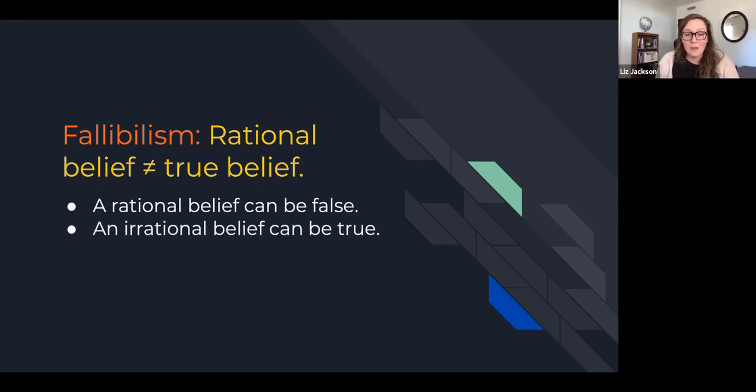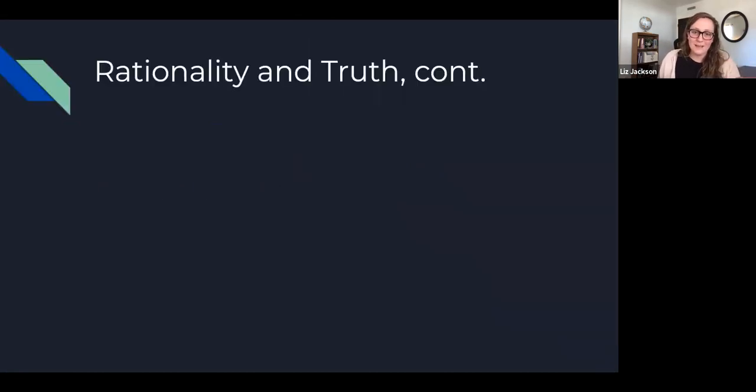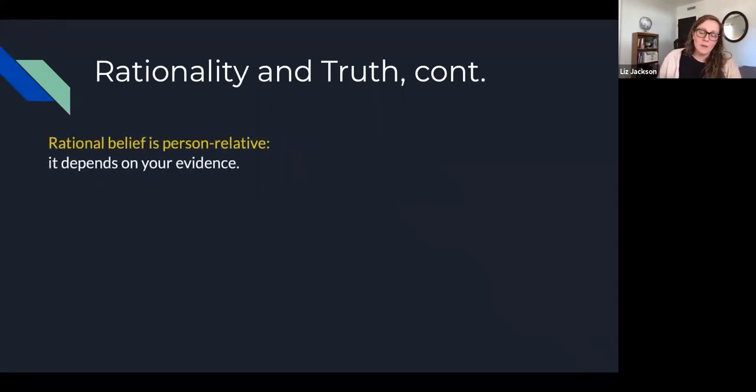So you might wonder, well, why is this? Why is this kind of fallibilism the case? And I think here's at least part of why. Rational belief depends on your evidence. It depends on the evidence that you have at a certain time.